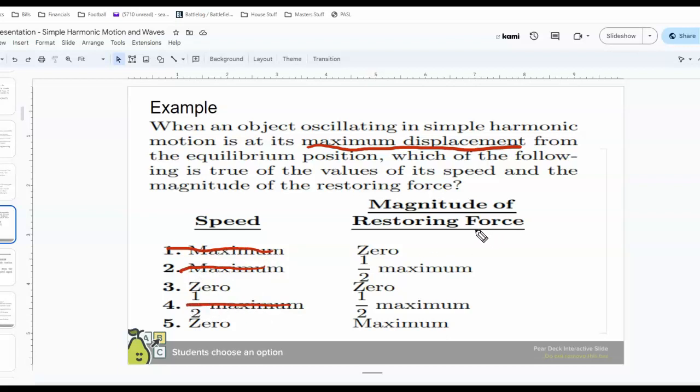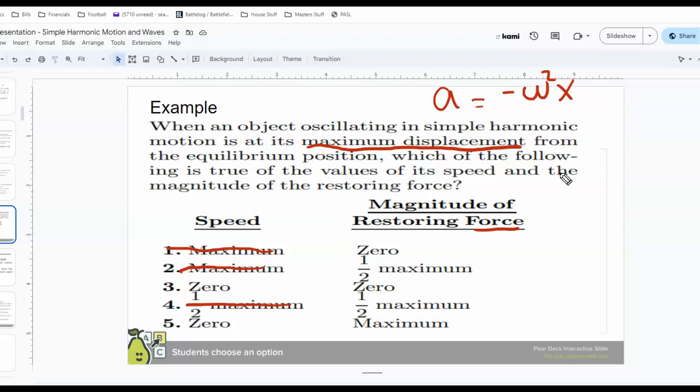The restoring force and the acceleration are proportional to each other. So think about what's happening to the acceleration. If the displacement is at a maximum, the acceleration is also at a maximum. Now how would you know that? Because the very definition that we started with is that in order for an object to move in simple harmonic motion, the acceleration must be proportional to the displacement.